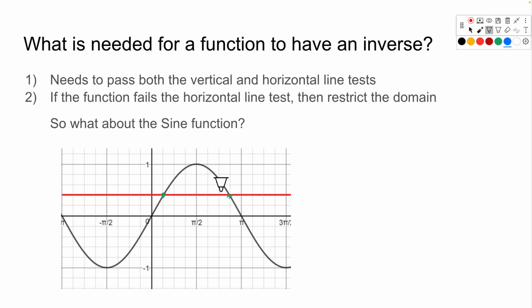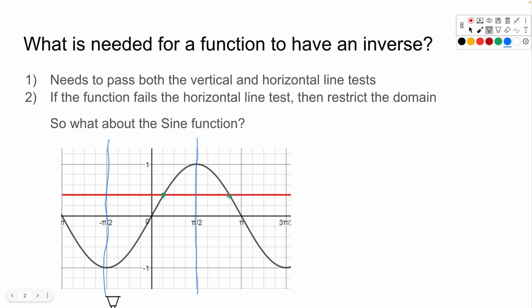Right here I would start failing it. So how about if I cut it here? And then how much of the graph can I go back? This would still pass the horizontal. Down here it would fail it. So let's cut it here.